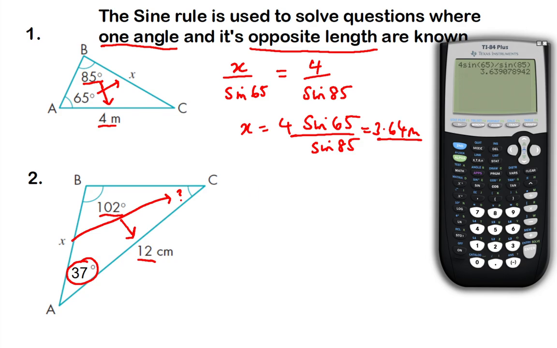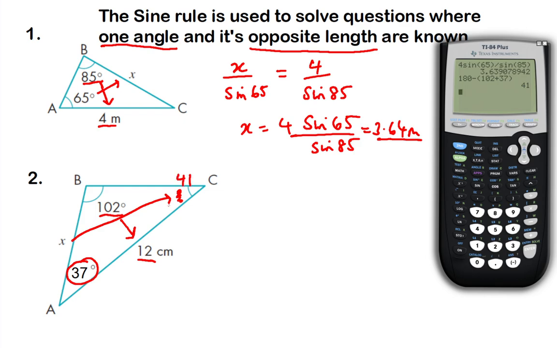So to work out that angle, obviously we need to do 180 minus those two added together, because all the angles in a triangle add up to 180, obviously. So that's 41. Okay, so this angle is 41 actually.